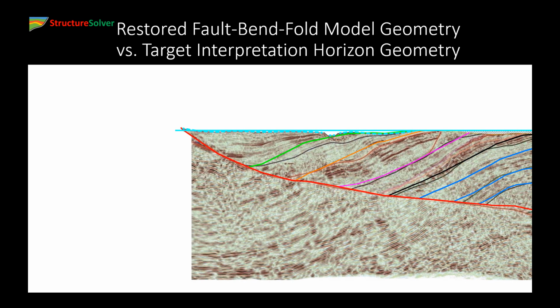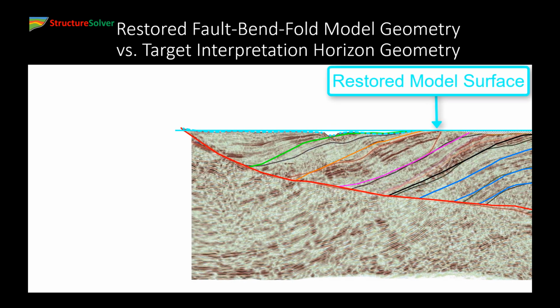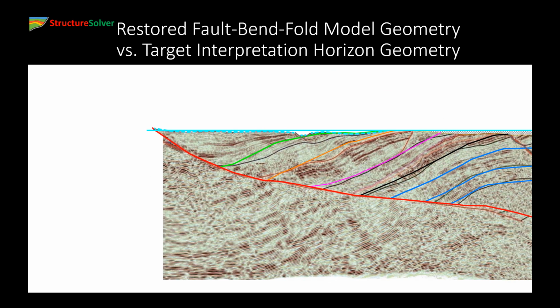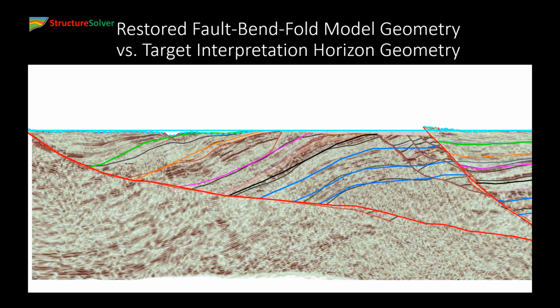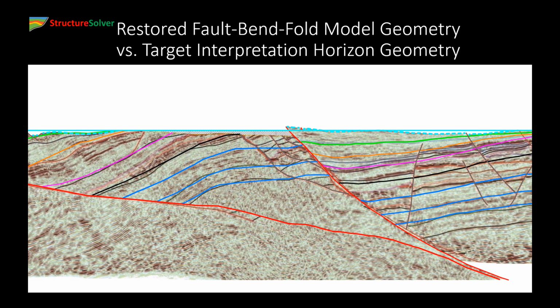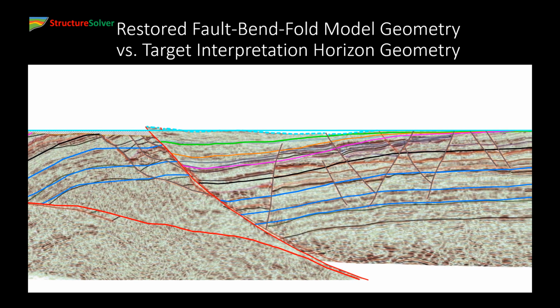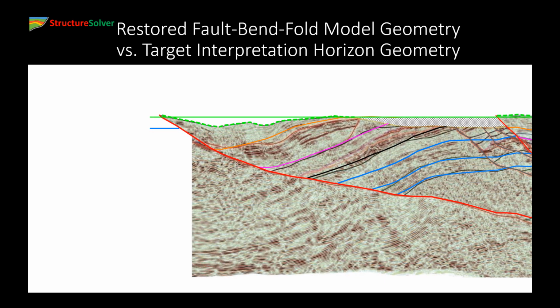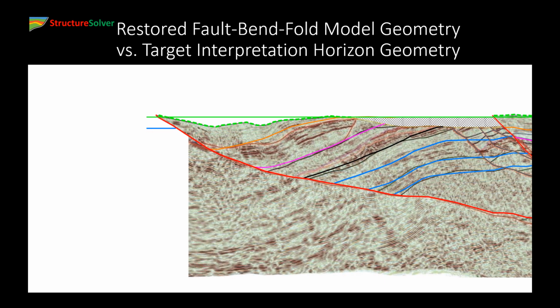In each restoration step, we will see the restored model horizon as a solid line and the interpreted horizon as the dashed line in the same color. The restored model horizons will always be completely flat, as this was the horizon used to restore the seismic section. So for the blue horizon, the model surface closely matched the interpreted seismic horizon, leaving relatively little residual geometry in the unfolded seismic section. The next step in our sequential restoration is the green horizon.